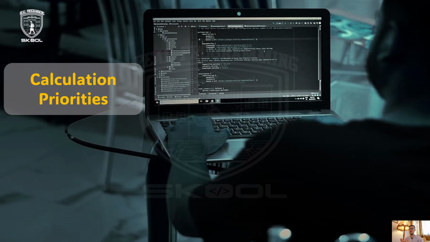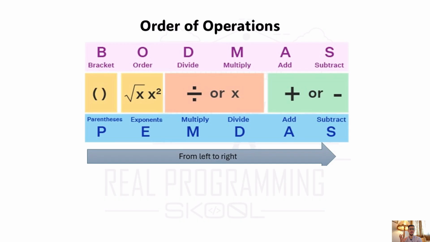All right, folks. Today we have lesson number 15 and it's about calculation priorities. Let us jump directly in and see what calculation priorities are. Most people make mistakes with math expressions because they don't know the order of operations.